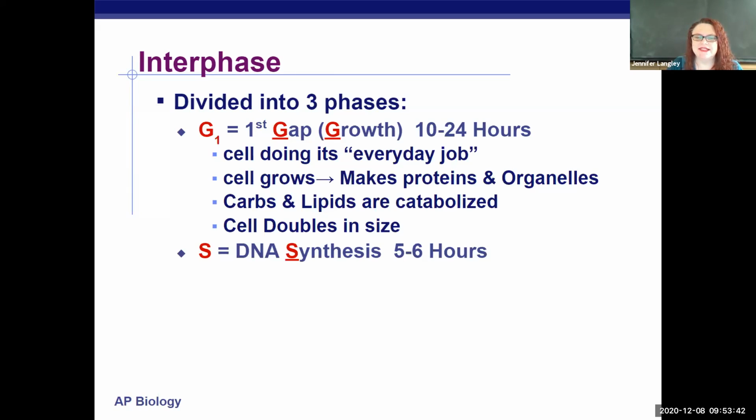Next, we hit the synthesis phase. This takes about 5 to 6 hours. It takes about 5 to 6 hours to make a complete copy of all of your DNA.